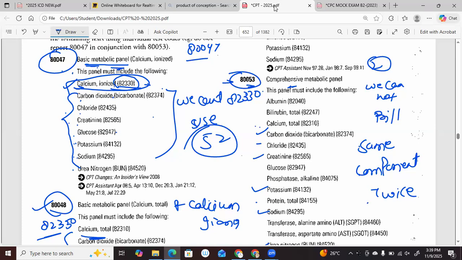Okay, ma'am. If you still have any question, you can ask. Yeah, if the answer is B, 80053, then how will we report the basic metabolic panel? Basic metabolic components: carbon dioxide, chloride, creatinine, glucose, potassium, sodium are already covered here. So we will... Yeah, got it. Sorry, ma'am. It's okay. Thank you.